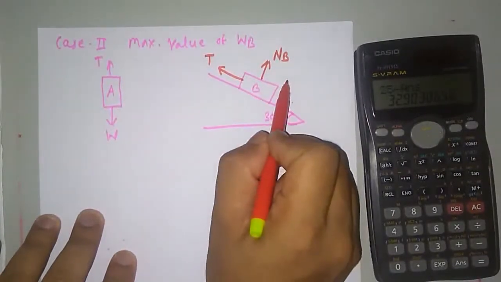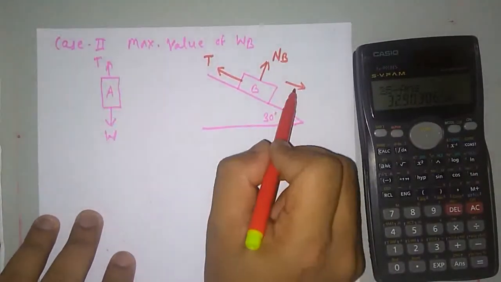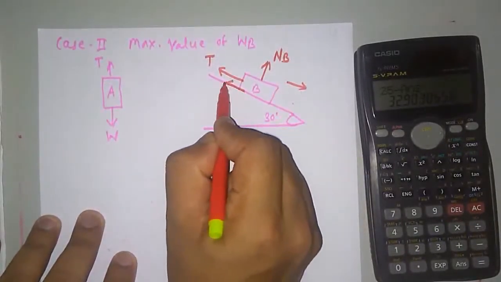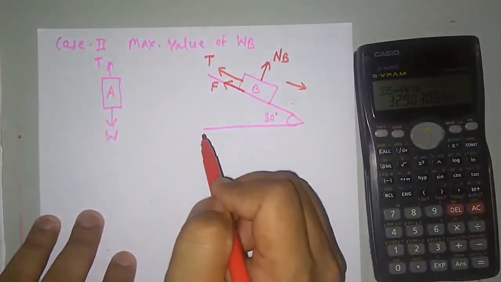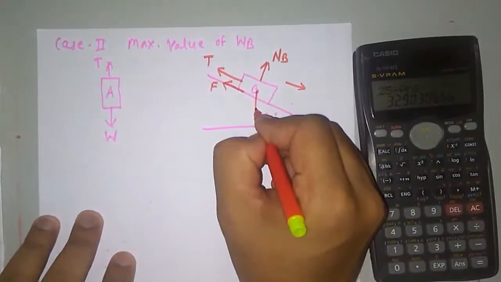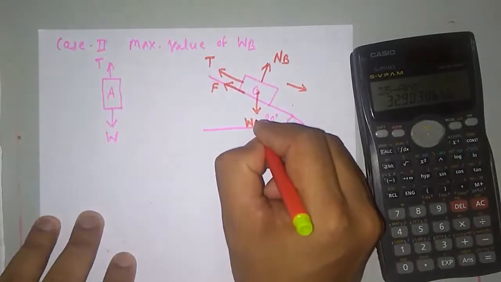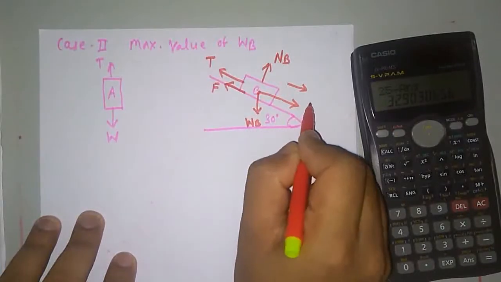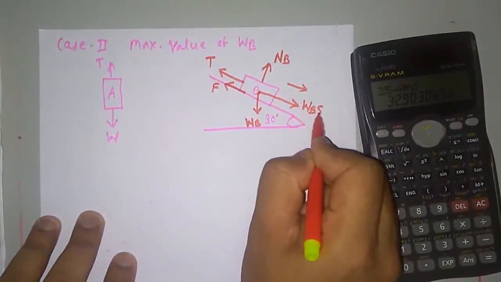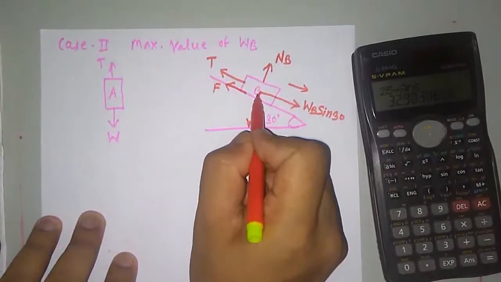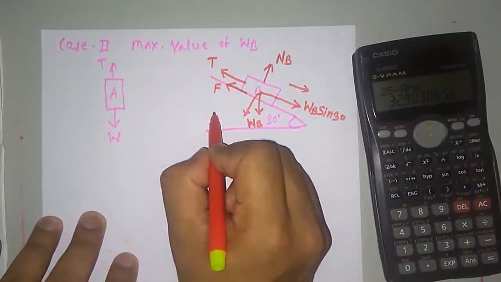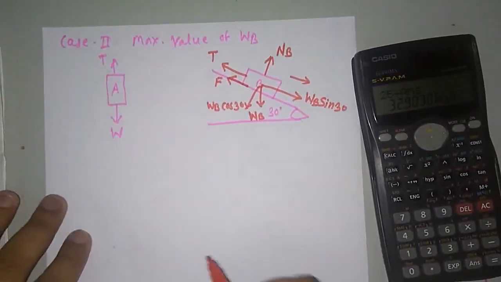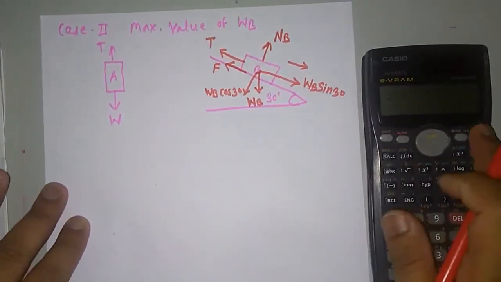As the weight of the block is maximum, it will try to move in this direction. If motion is in this direction, friction will be in the opposite direction. So here we will get the friction. Its weight will act downward, so it is WB. Resolve this force into two directions: first is WB sin 30, and second is WB cos 30. Now, using the same procedure, you will get the answer.